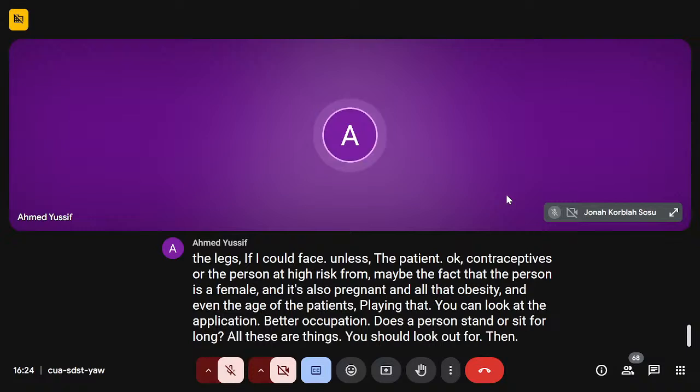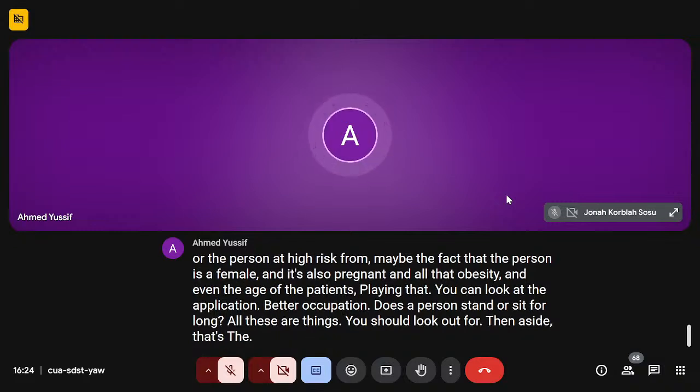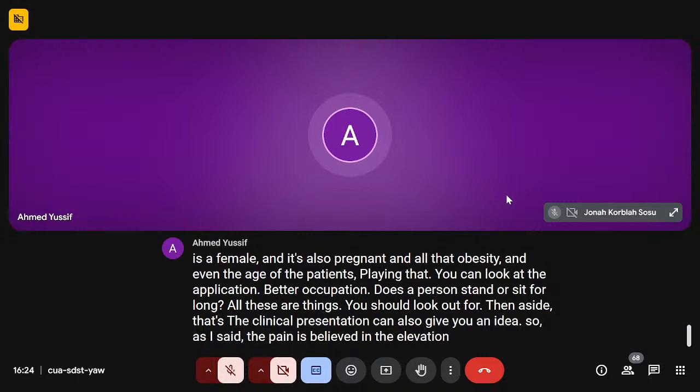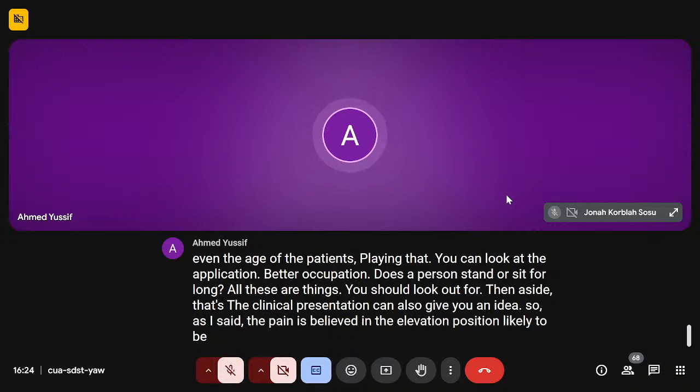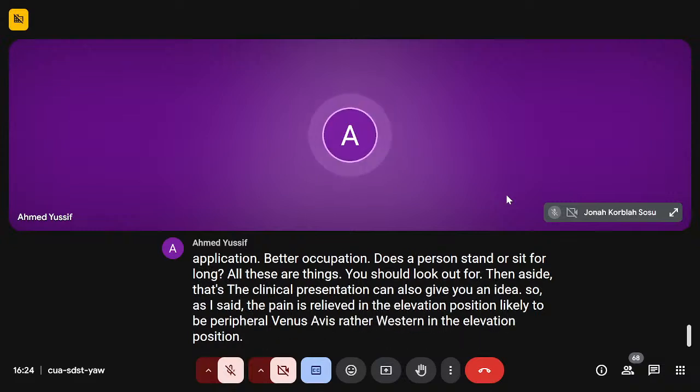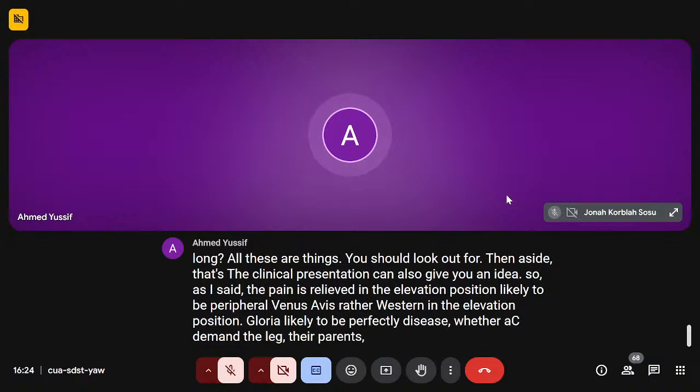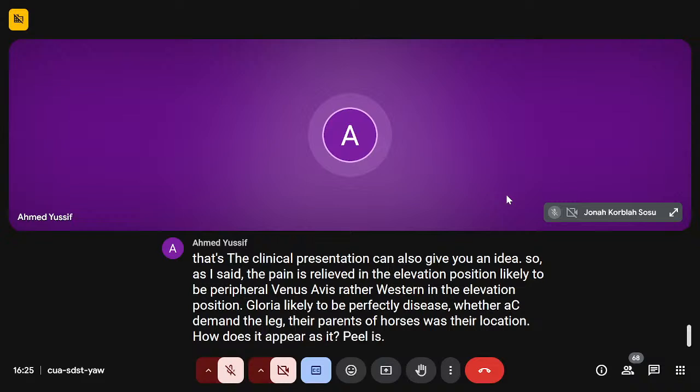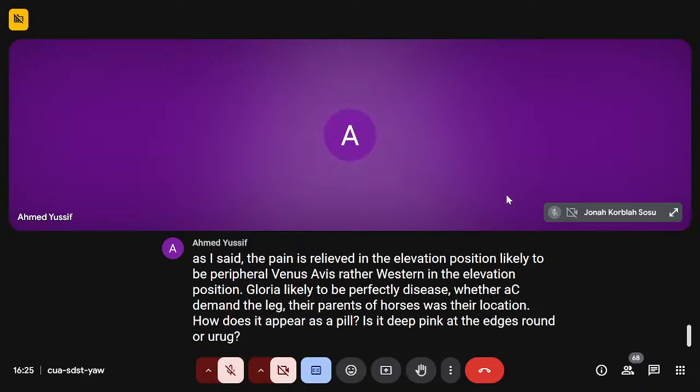Aside from that, the clinical presentation can also give you an idea. As I said, if the pain is relieved in the elevation position, it is likely to be peripheral venous disease. If it is rather worsened in the elevation position, it is likely to be peripheral artery disease. Is there edema on the leg? What is the appearance of the ulcers, their location, and how do they appear? Is it pale? Is it deep pink? Are the edges round or irregular? All these can give you an idea whether you are dealing with peripheral artery disease or peripheral venous disease.